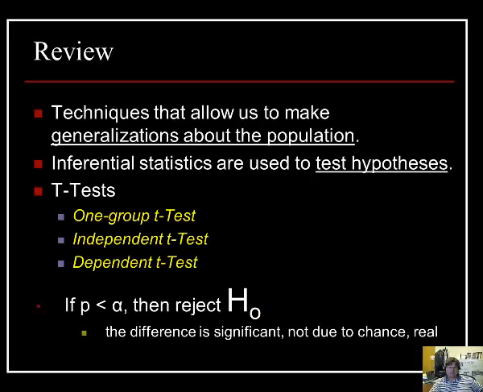We're going to look at some of them throughout this PowerPoint lecture and try to plug in some examples to bring it to life. So just to review, in the last lecture we talked about techniques that allow us to make generalizations about the population, being termed inferential statistics, and we talked about one group t-tests, independent t-tests, and dependent t-tests. We also established that if the p-value was smaller than the alpha level, which is often 0.05, then we reject the null hypothesis and state that the difference is significant and not due to chance.